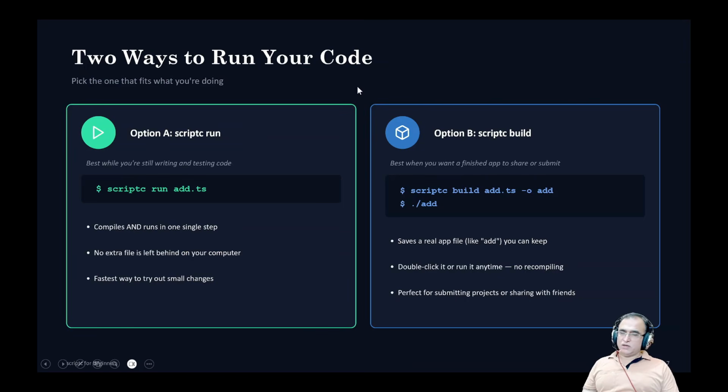Now, two ways to run your code. We have two ways to run this code. The first one is this, using the same run command. Every time you have to compile by using scriptc.